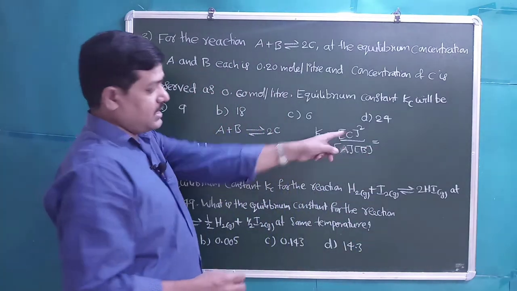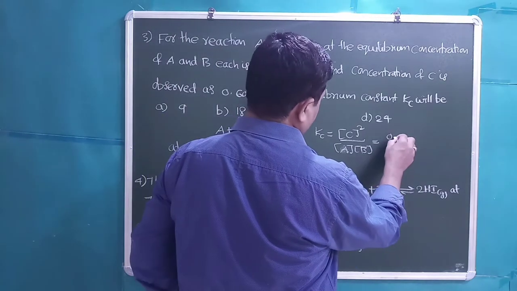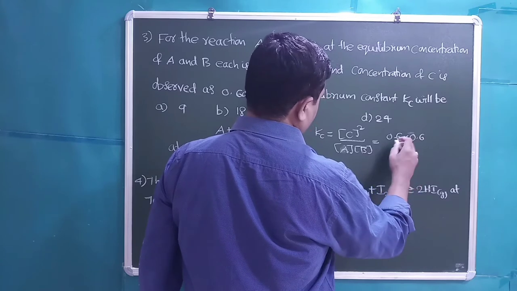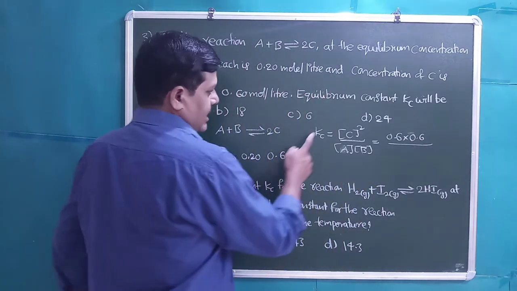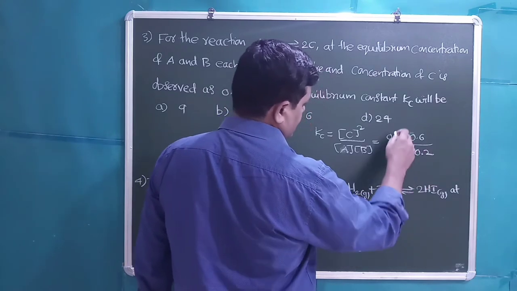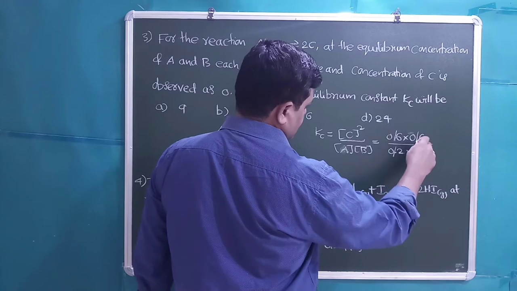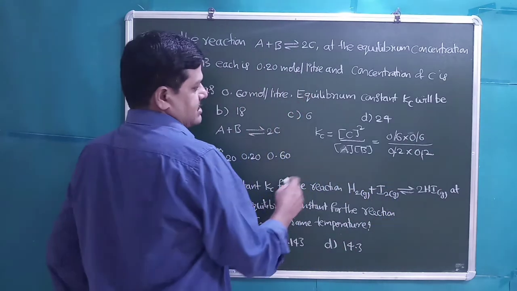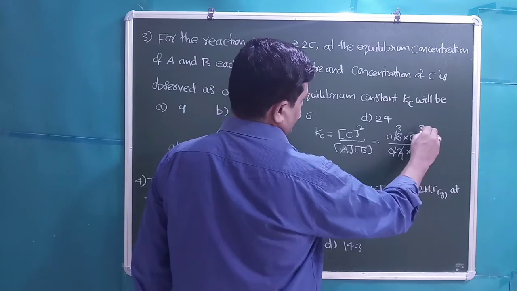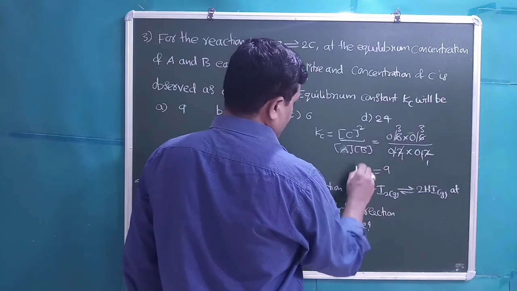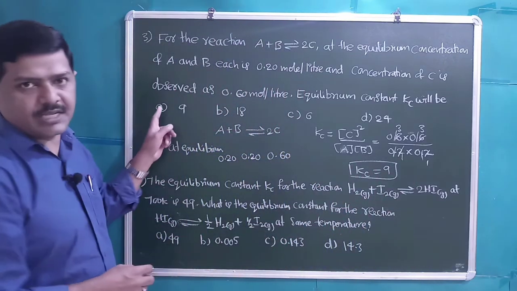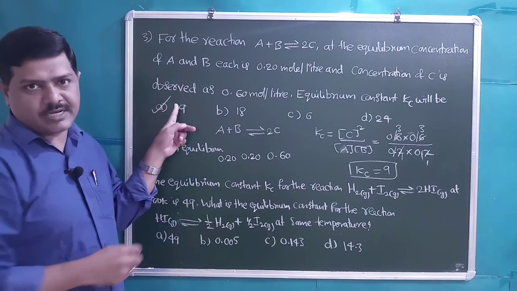Active mass of C is 0.6, so 0.6 whole square, 0.6 into 0.6, divided by A and B, which are the same, that is 0.2 into 0.2, right? The decimals will get cancelled. 2 1s are 2, 3 3s are 9. So the equilibrium constant Kc for the given reaction is equal to 9, which is given in option A. Option A is right.